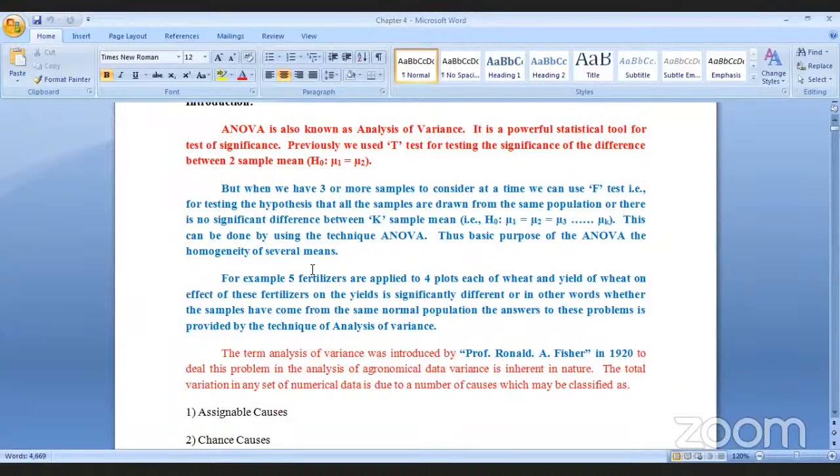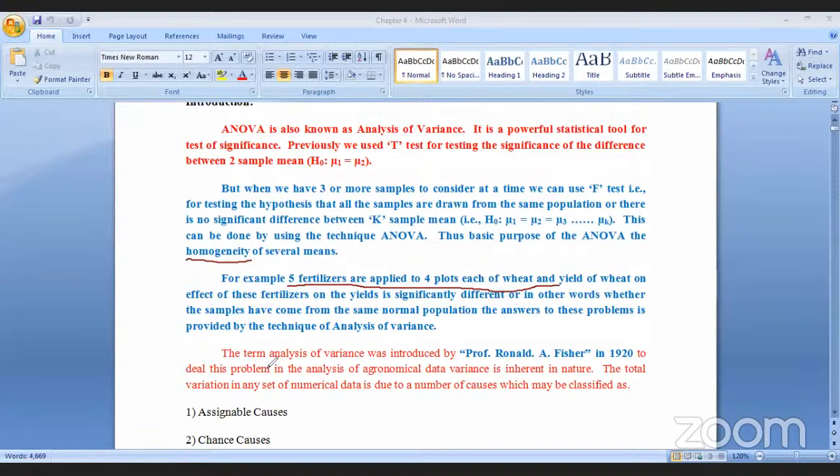Only one family means they should be interrelated. Okay, so for example here, 5 fertilizers are applied to 4 plots, each of wheat, and the yield of wheat is measured. Does the effect of these fertilizers on the yield significantly differ, or in other words, whether the samples have come from the same normal population. The answer to this problem is provided by the technique of analysis of variance. So you folks just listen here. See, 5 fertilizers are applied to 4 plots each. So completely they belong to the agriculture family. Agriculture family. So that is the reason we use the word homogeneity of several means. Homogeneity means they belong to one category.